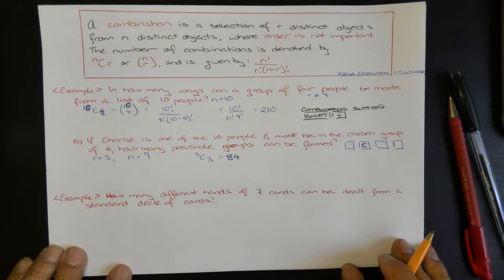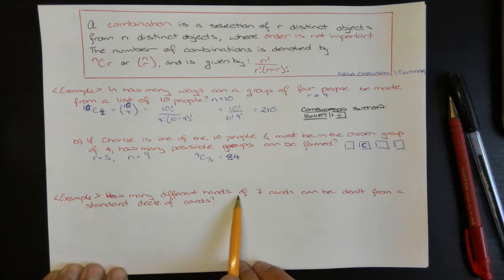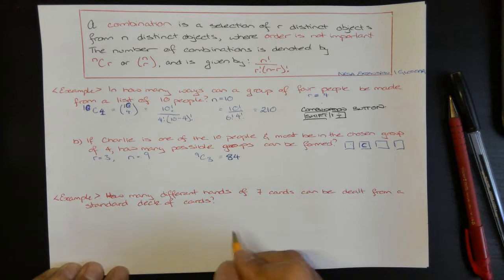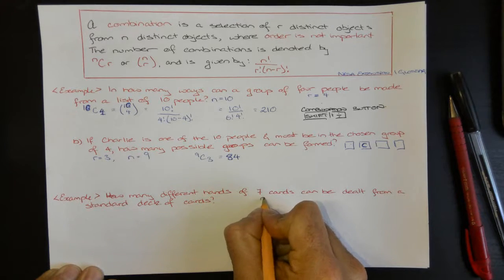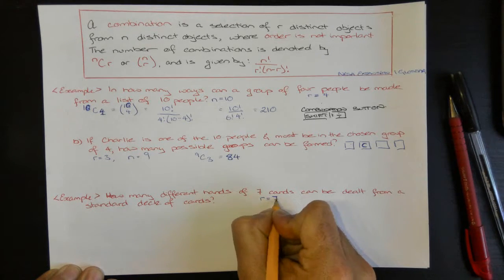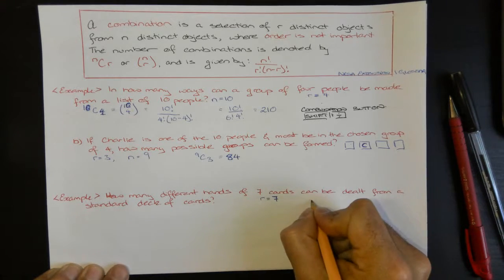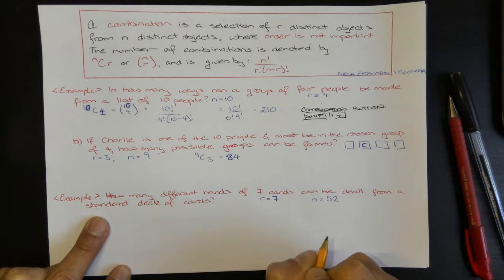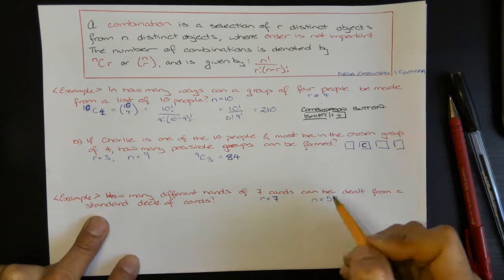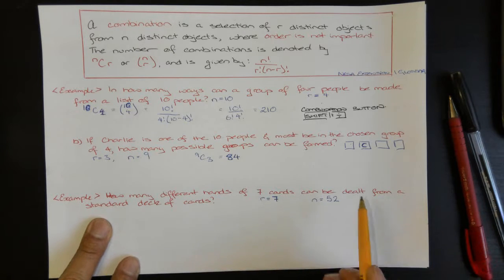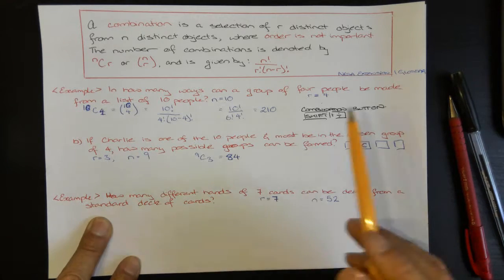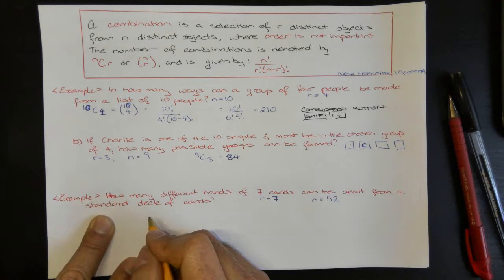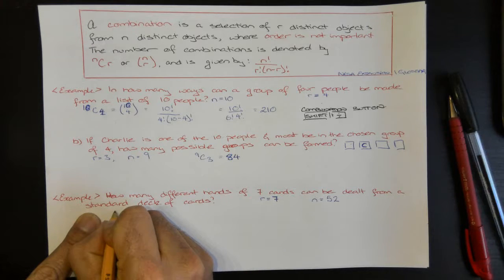All right. Next example. How many different hands of 7 cards can be dealt from a standard deck of cards? Well, in this situation, r is going to be 7, because we want a hand of 7 cards, and n is going to be 52. We don't care in which order the cards get dealt, the hand is the same. So you can have 1, 2, 3, 4, 5, 6, 7.